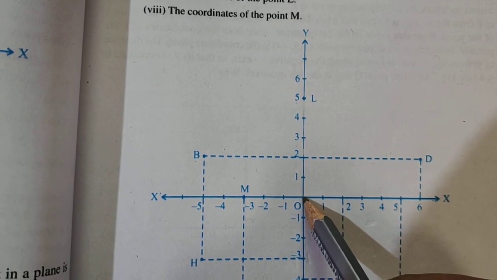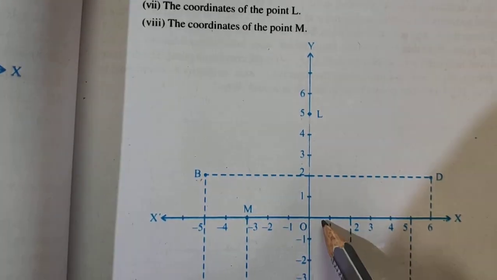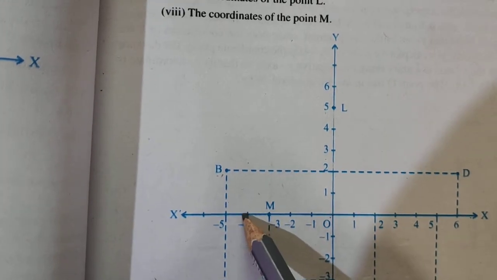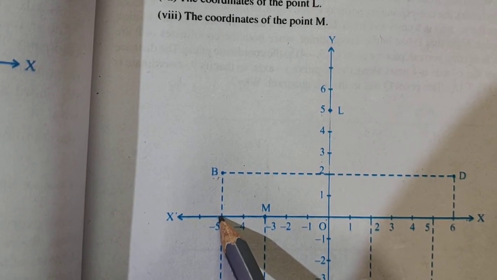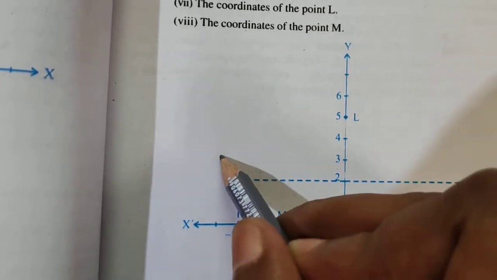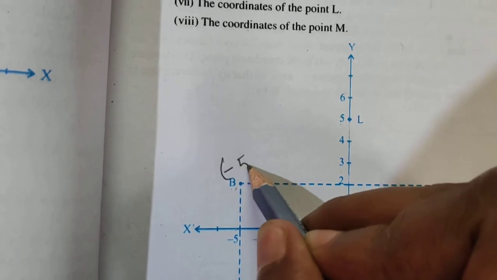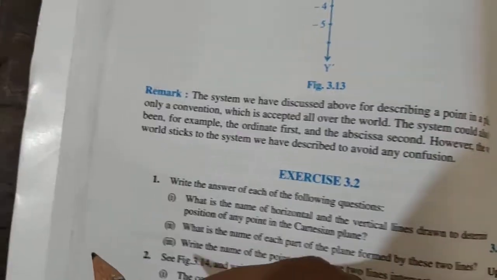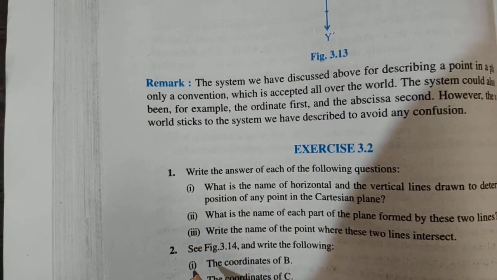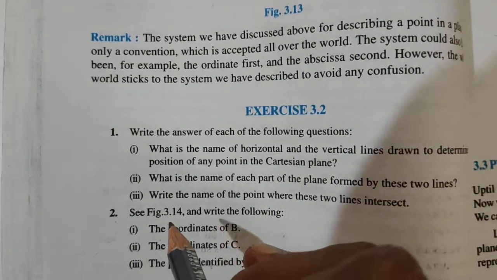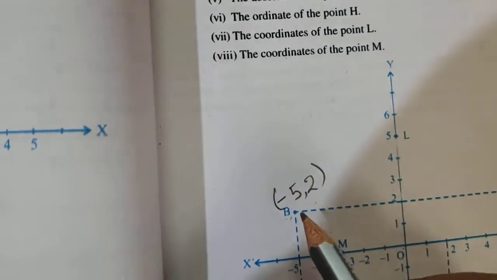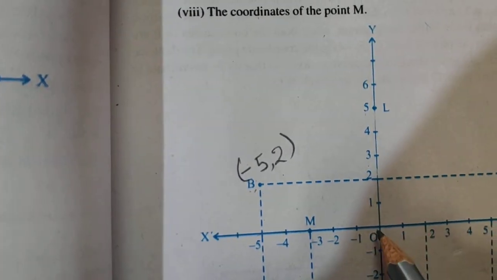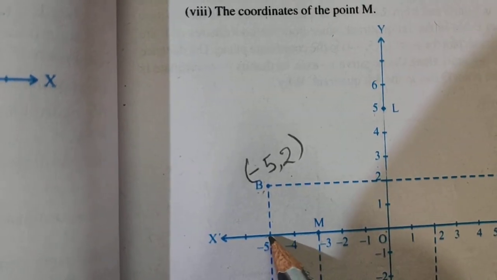How will you find? From here you start. You have to find the coordinates of the point B. Okay, let us find out. So coordinates of the point B, how will you find? -1, -2, -3, -4, -5. This is x and y is 1, 2. So this will be -5, 2. For number 1, you will write the answer in your copy that the coordinates of the point B are -5, 2.